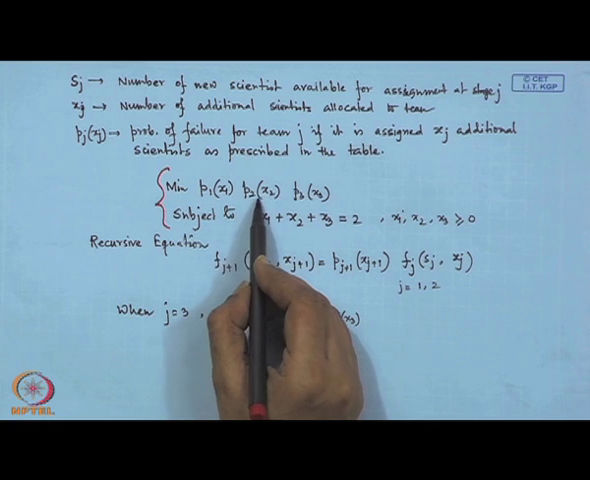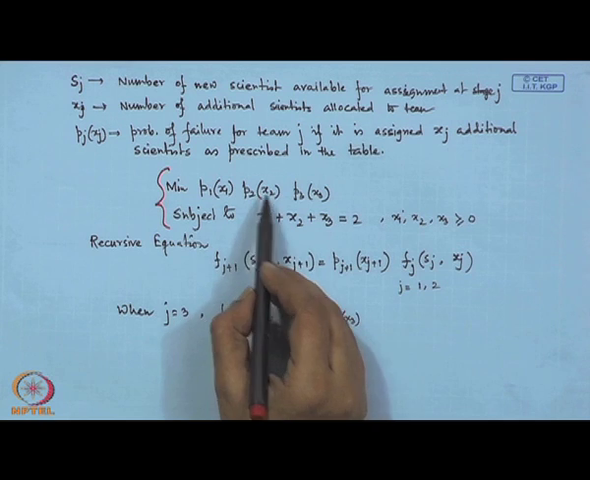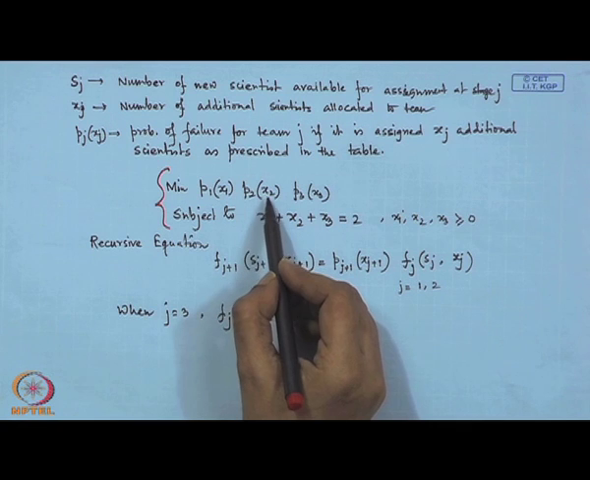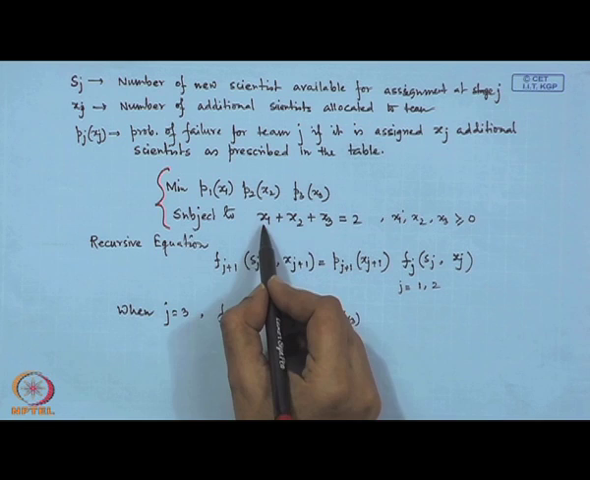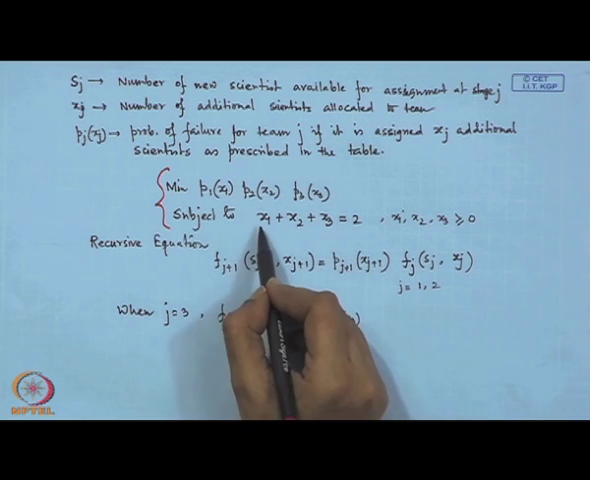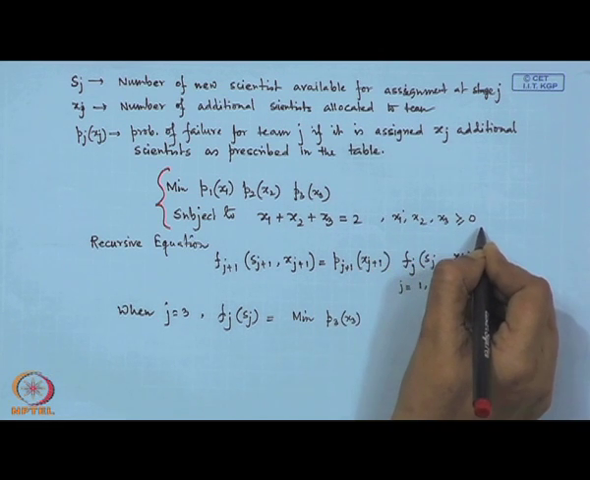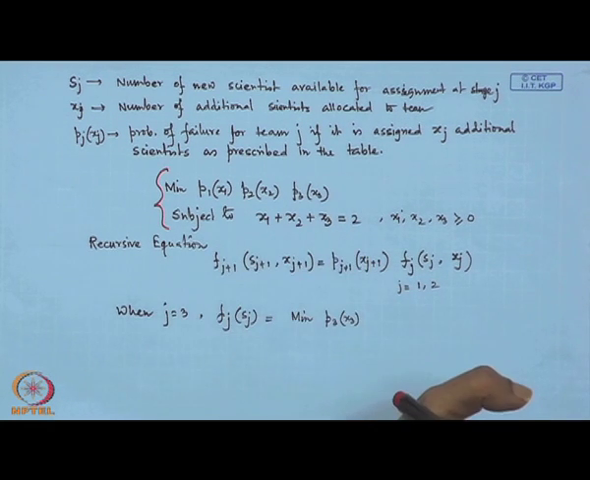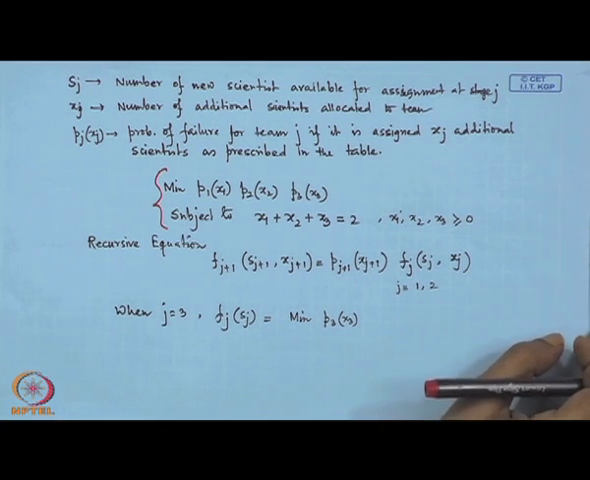Here P2(x2) is the probability of failure for team 2 if x2 number of scientists are being allotted, and x2 can again take the value of 0, 1, 2, similarly P3(x3). And there is a constraint that total number of scientists must be 2, that is why x1 plus x2 plus x3 equal to 2, x1, x2, x3 these are all non-negative values certainly, and there is another constraint that these are all integer values. That is why this is the integer programming problem, and we can solve it with the dynamic programming technique very easily.